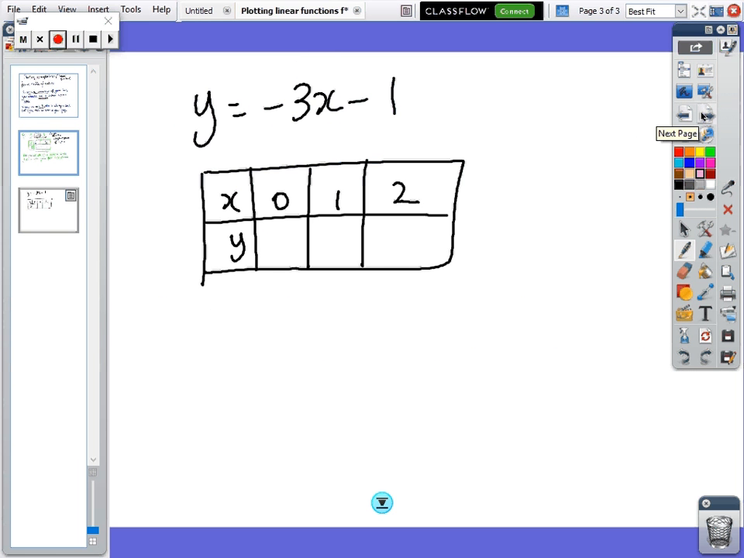Okay, so we're going to do another one. Same again, 0, 1, and 2. This is the x position. It says multiply by -3 and then subtract 1. So when x equals 0, this term disappears, so you just get -1. Next one, when you put 1 in, -3 times 1 is -3, and -3 minus 1 is -4. And you can see that it's going down in 3s, which is that number there. So we don't need to do the next one. The next number will be -7.